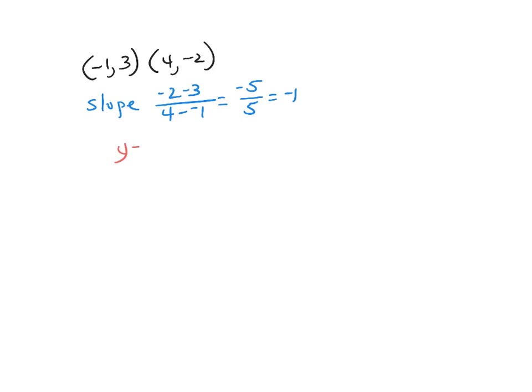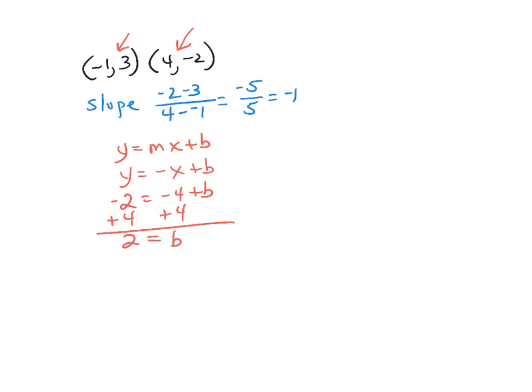Now I'm going to put the information that I know into the form y equals mx plus b. I know that the slope is a negative 1, so I have y equals a negative x, thinking about that as a negative 1, plus b. And I'm going to put some points in. Once again, it doesn't matter if I choose this set of points or this set of points. I'll choose the 4 and the negative 2. So y is equal to negative 2, y equals negative x. x is equal to 4, so that's going to be a negative 4 plus b. I'm going to add 4 to both sides. I'm going to get 2 is equal to b.